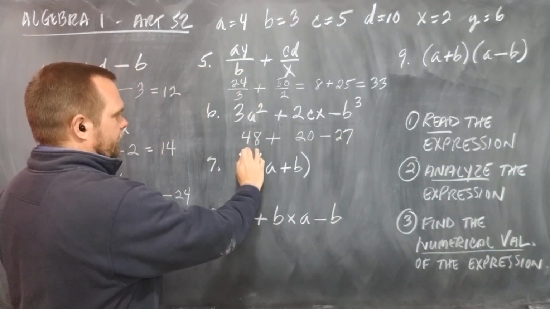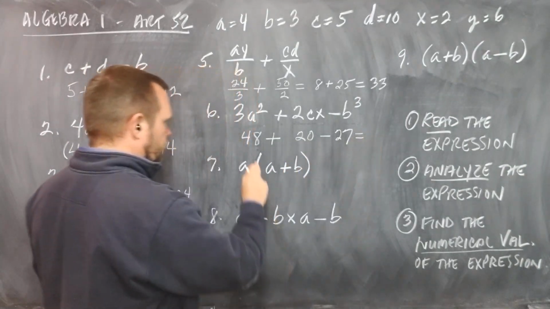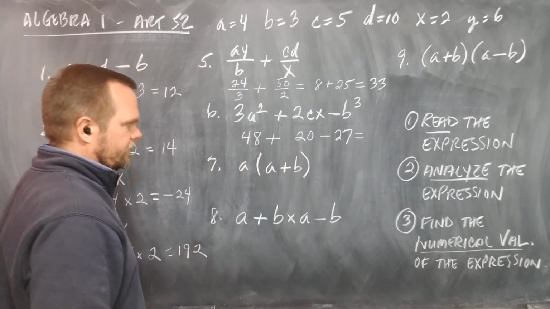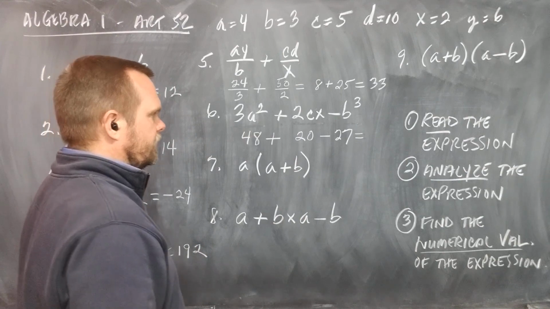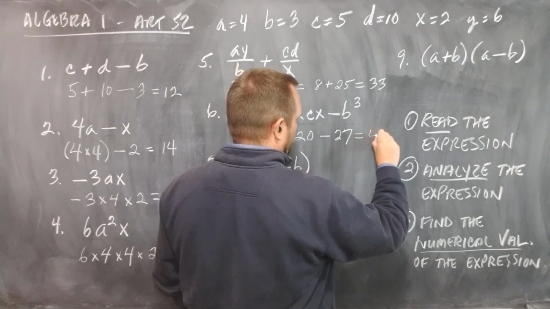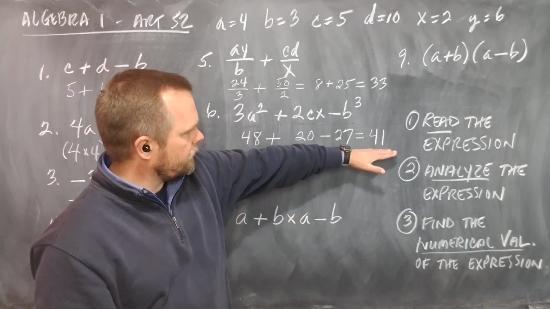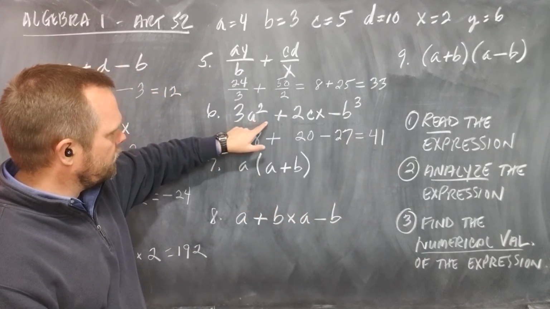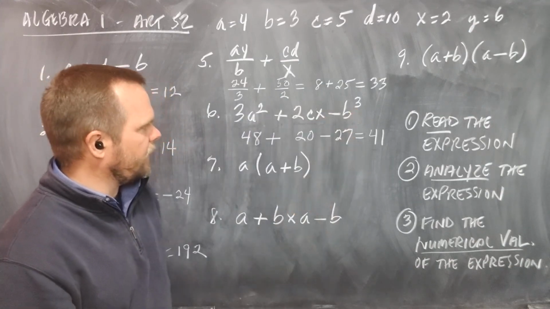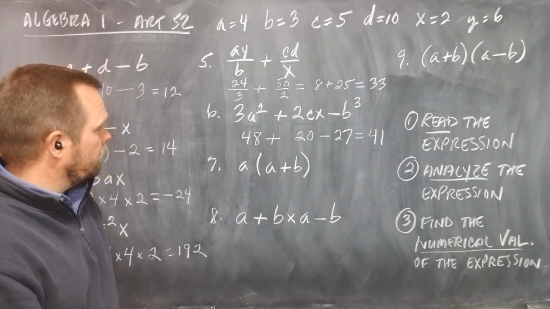So we have 48 plus 20 minus 27. 48 plus 20 makes 68. And 68 minus 27 makes 41. Therefore, the numerical value of 3a squared plus 2cx minus b to the third power is 41. That's our answer to number 6.